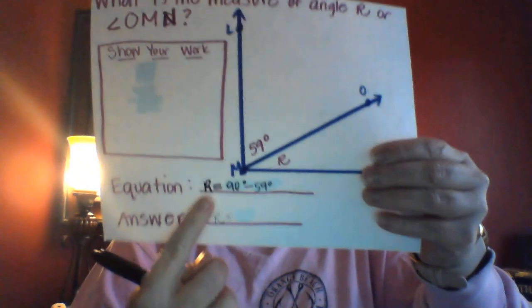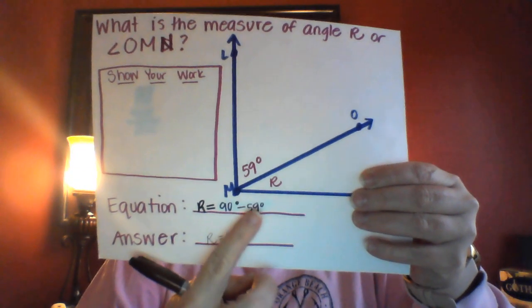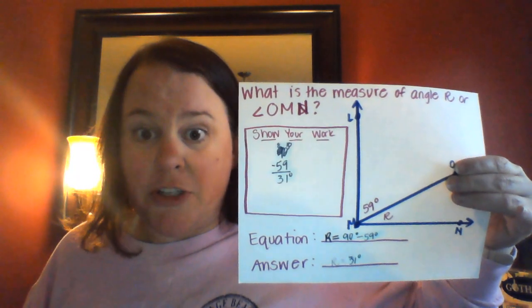So 90 degrees, subtract 59 degrees. All right, so write your equation. R equals 90 degrees, subtract 59 degrees, and then show your work. 90 degrees minus 59 degrees. Okay, my answer is 31 degrees.